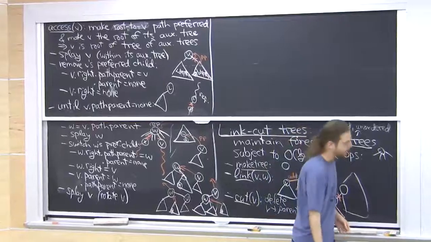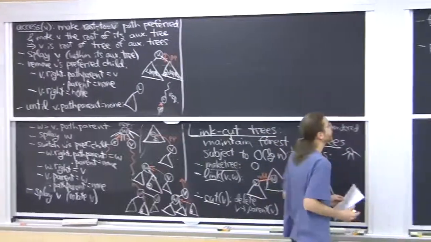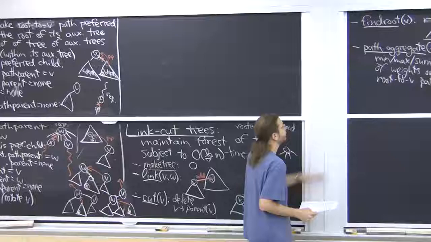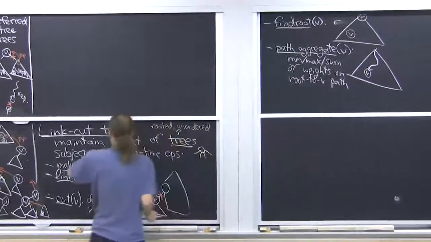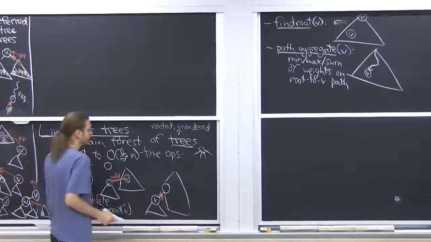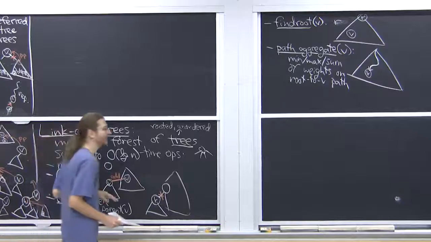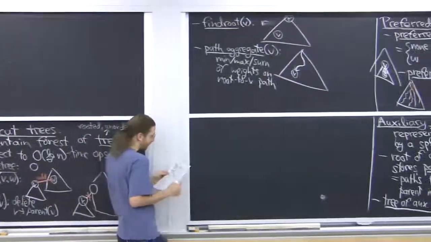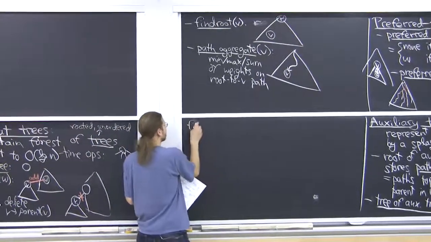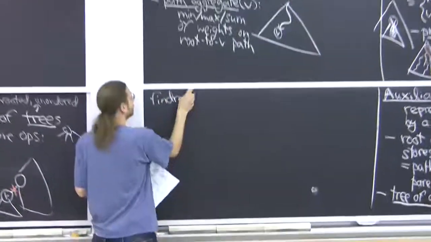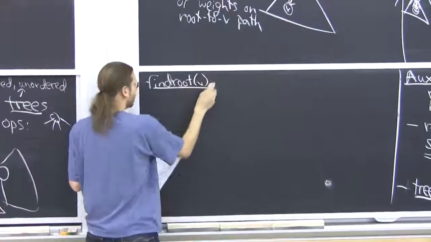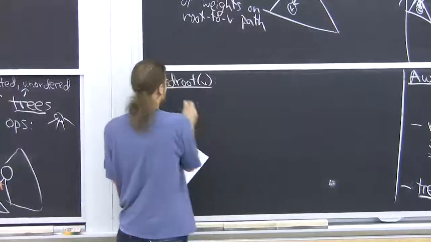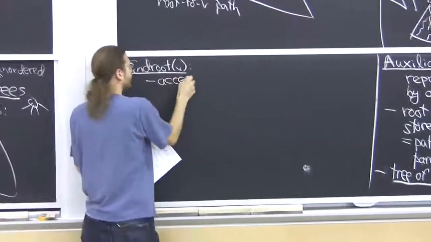Cool. Now let me tell you how to do, first I'll do the queries, and then I'll do the updates, link cut. Make tree is pretty trivial. I think you know how to do make tree. So let's start with find root. For find root, first thing we're going to do is access V.